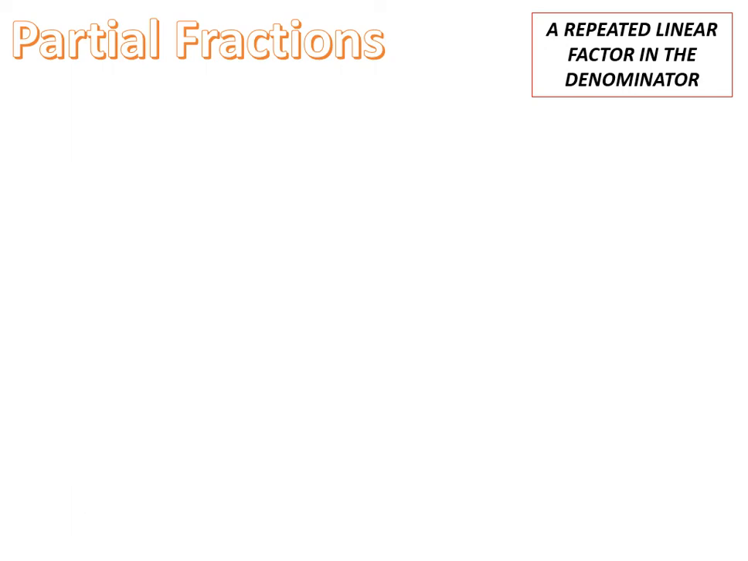So the second part of partial fractions, in other words, the second form of a partial fraction that we can get, is when we have a repeated linear factor in the denominator, okay? So what this basically means is that you've got the same linear expression repeated in your denominator. Okay, so there are 4 different types of partial fraction you're going to come up against. This is the second of those 4.